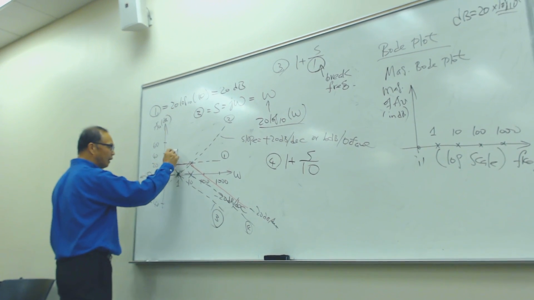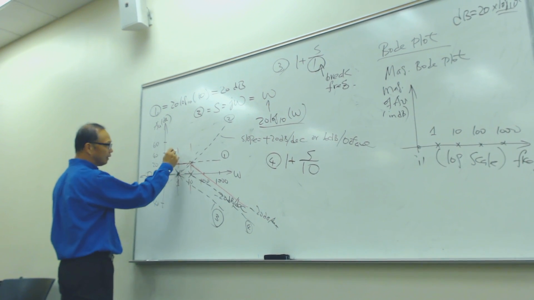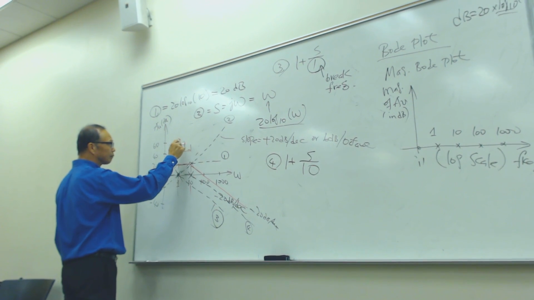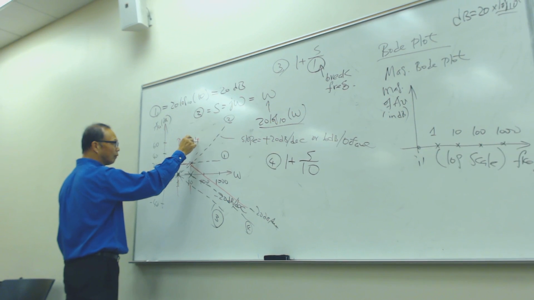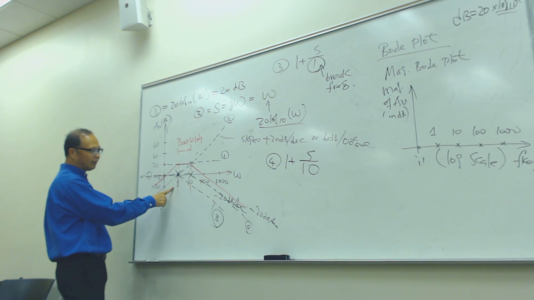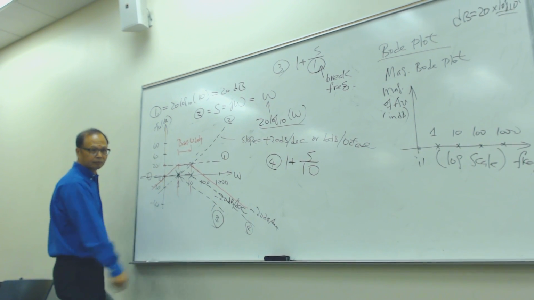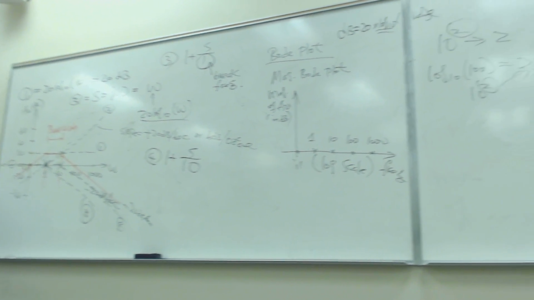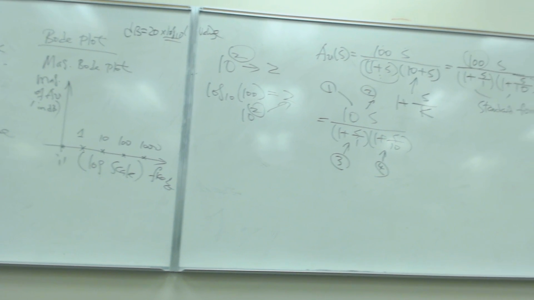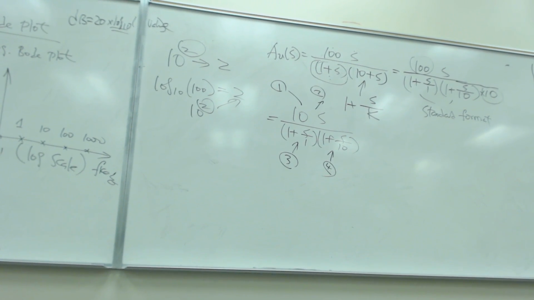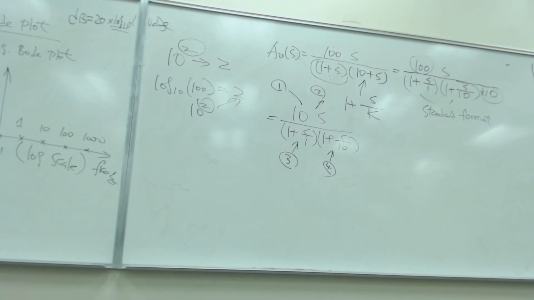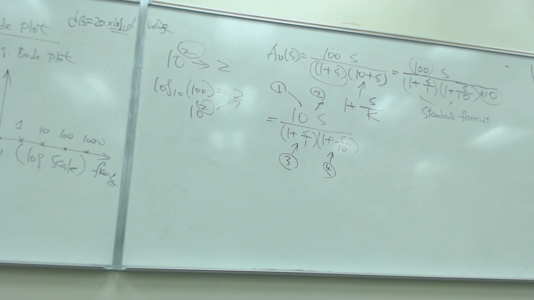And then you can see that that is the bandwidth. So the bandwidth is from omega equal to 1 to omega equal to 10. Yes? So I hope this gives you a good impression of what we have learned.